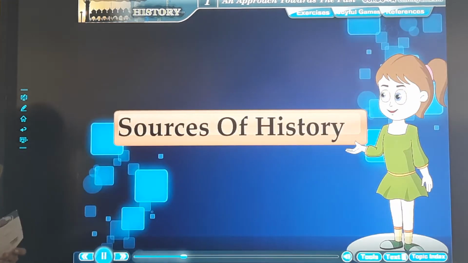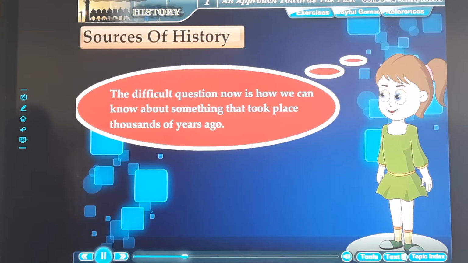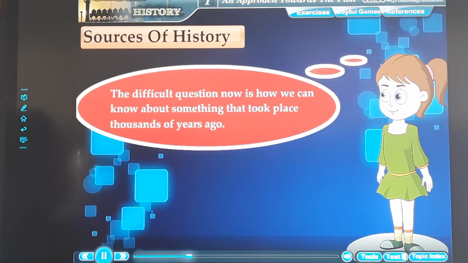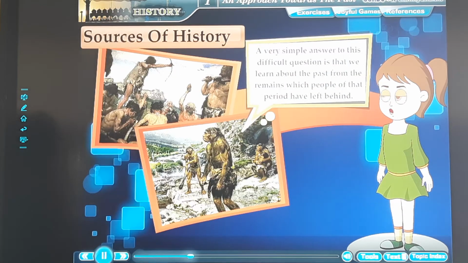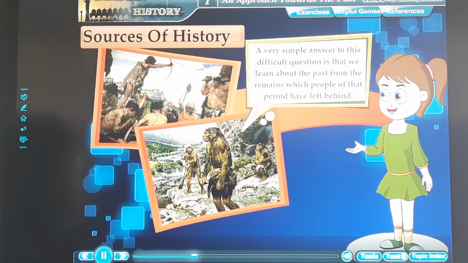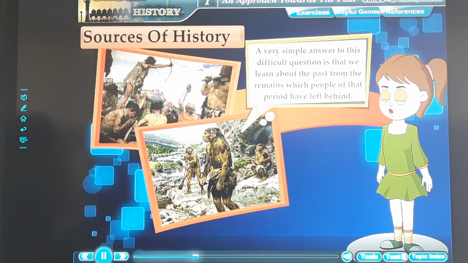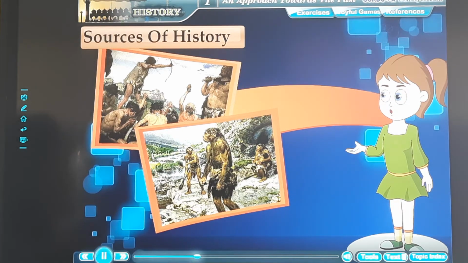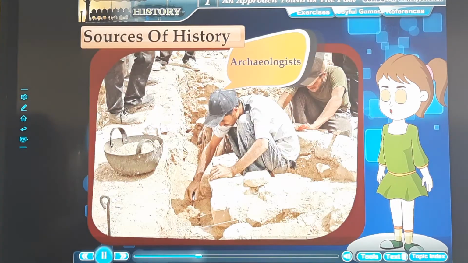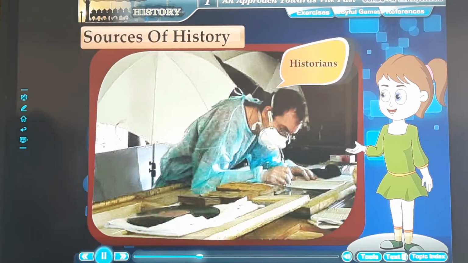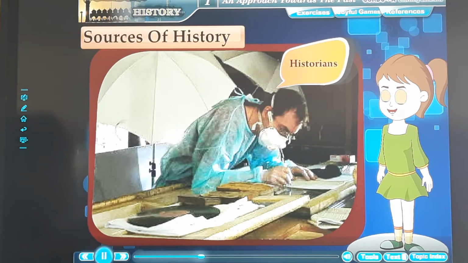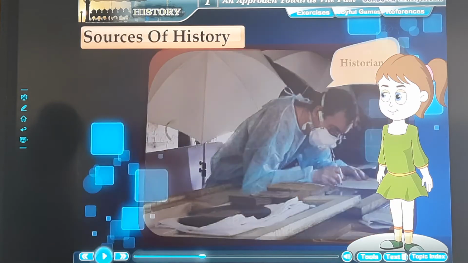Sources of history. The difficult question now is how we can know about something that took place thousands of years ago. A very simple answer to this difficult question is that we learn about the past from the remains which people of that period have left behind. By studying these remains, archaeologists and historians tell us what might have happened in the past.